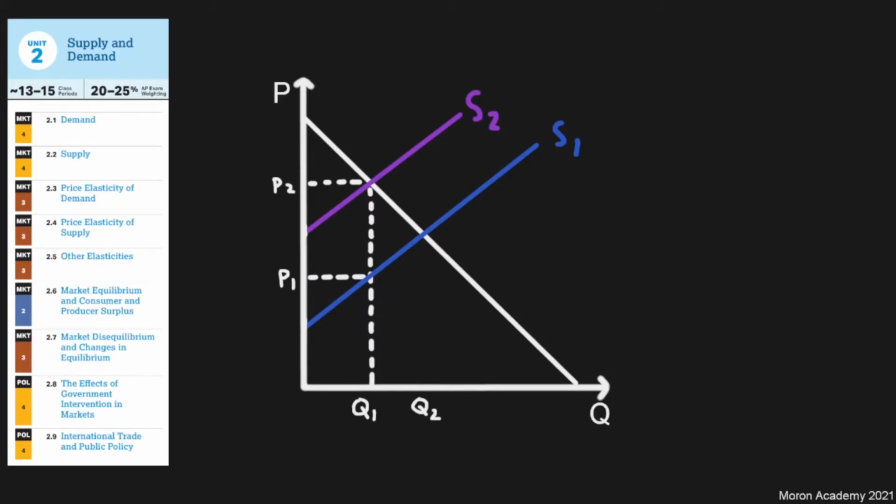Hello, today we'll be talking about Unit 2.8, which is the effects of government intervention in markets. First, we're going to be talking about taxes.